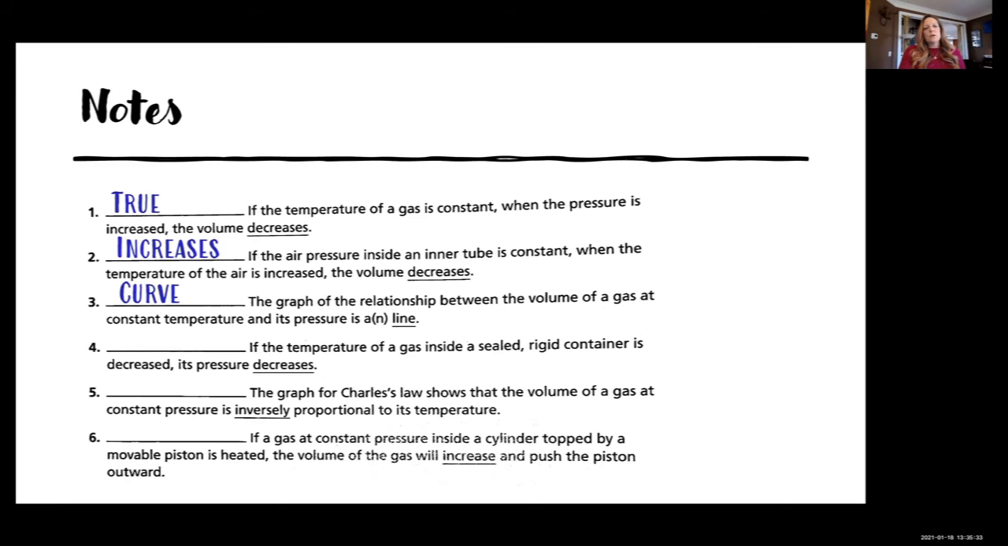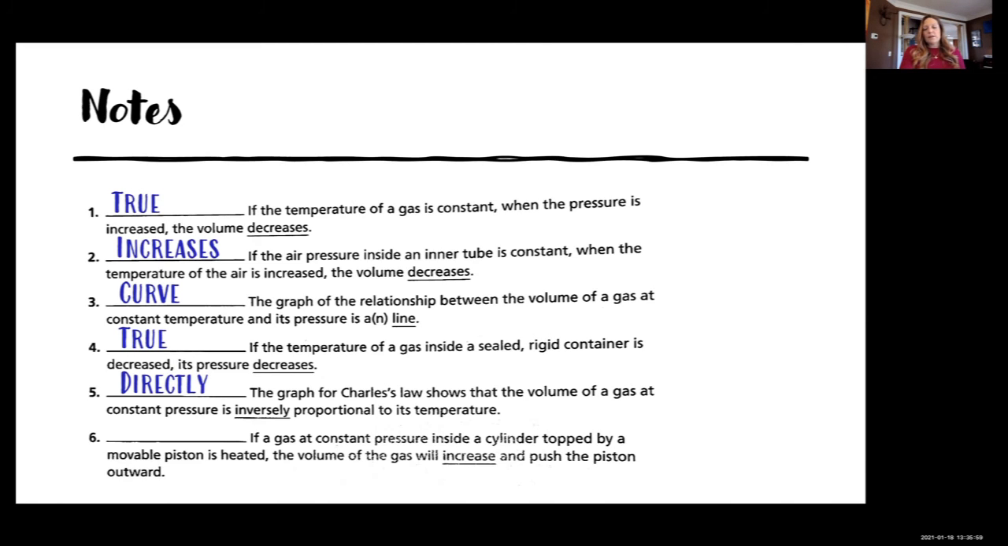So if temperature of a gas inside a sealed rigid container is decreased, its pressure decreases. True. We're just talking about the tires, same kind of concept. The graph for Charles's law shows that volume of a gas at a constant pressure is inversely proportional to its temperature. Directly. Remember that Charles's law is directly proportional.